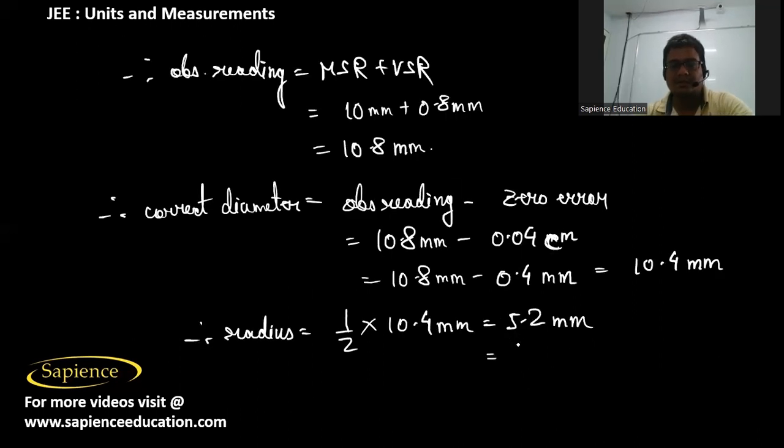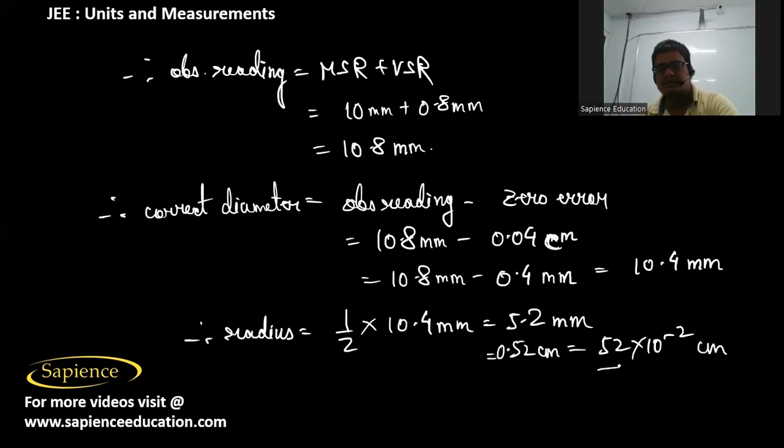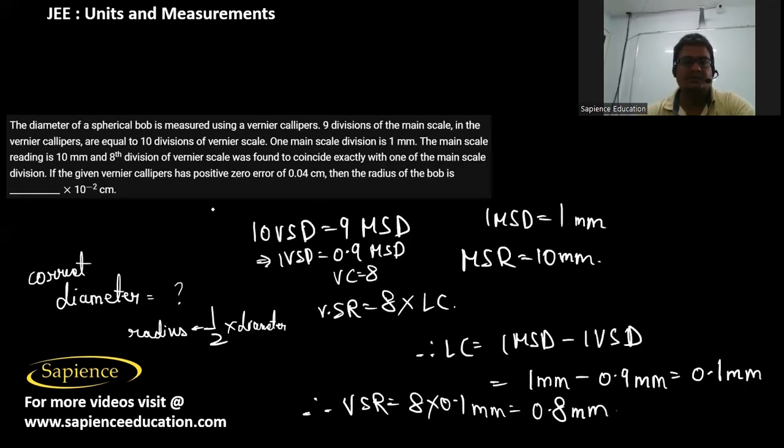So this we have to convert into centimeters. So this is 0.52 centimeter, or we can write it as 52 into 10 power minus 2 centimeter. So the radius is 52 into 10 power minus 2 centimeter. So in the blank space, we should write 52.